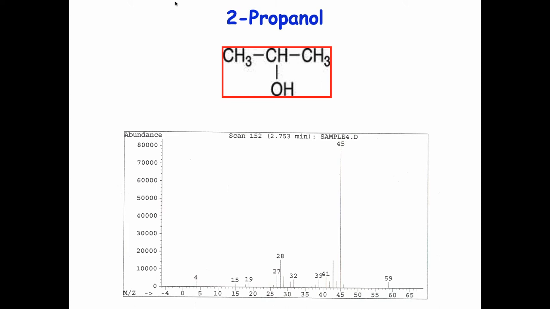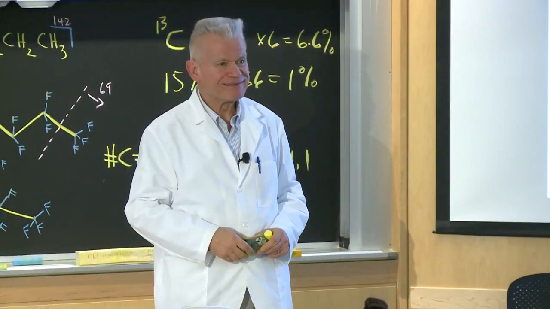Here's a simple spectrum. This is 2-propanol. Now, the molecular weight of this is 60. But look down here. Do you see 60? There's no molecular ion there. So this molecule is doing something that's energetically very favorable to itself to produce a 59 peak. What do you think it's doing?